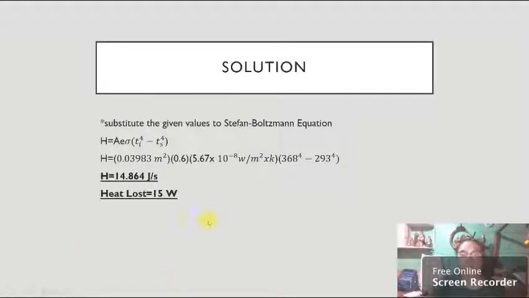So after that, we're going to substitute the given values into the Stefan-Boltzmann equation. This one is the area that we have calculated earlier. This is the emissivity, which is given in the problem, this one is the Stefan-Boltzmann constant, and this one is the temperature of the pot and the temperature of the surroundings. So all in all, when we multiply them, we're going to get an answer of 14.864 joules per second.